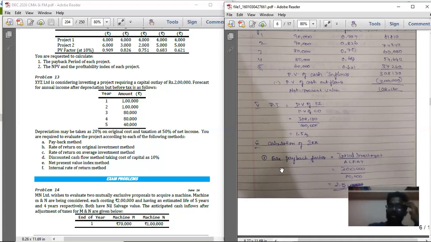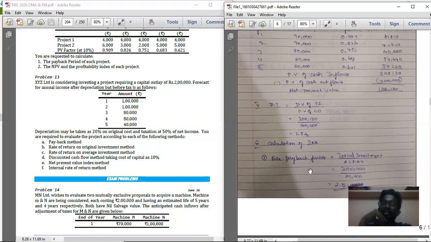If you have a constant CFAT, that is the same CFAT for every year, you can find the payback period by dividing initial investment by CFAT. So here we are calculating the average CFAT. We have already calculated the average CFAT. If you divide the initial investment by average CFAT, you will get the fake payback ratio. So fake payback ratio is equal to initial investment divided by average CFAT.